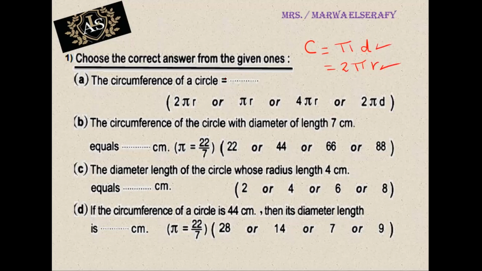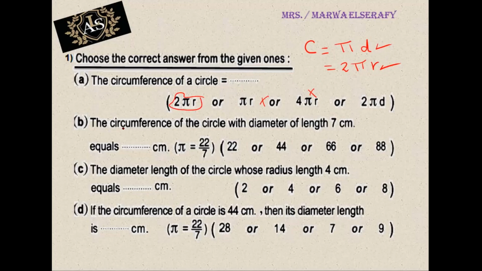So he wants the circumference of a circle. Search for the first or the second. It's 2 pi r. Yes, I have 2 pi r. It's pi r. No, it's wrong. It's 4 pi r. No, it's wrong. It's 2 pi d. No. The circumference of the circle equals pi d without 2. So the correct one will be 2 pi r, the first one.